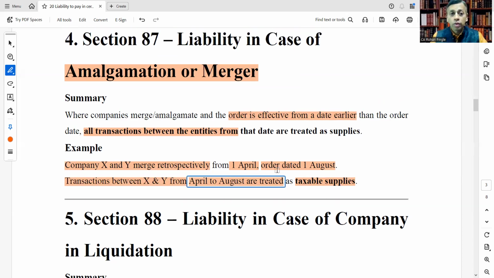Very important. Liability in case of amalgamation or merger: where companies merge or amalgamate and the order is effective from a date earlier than the order date, all transactions between the entities from that date are treated as supplies.